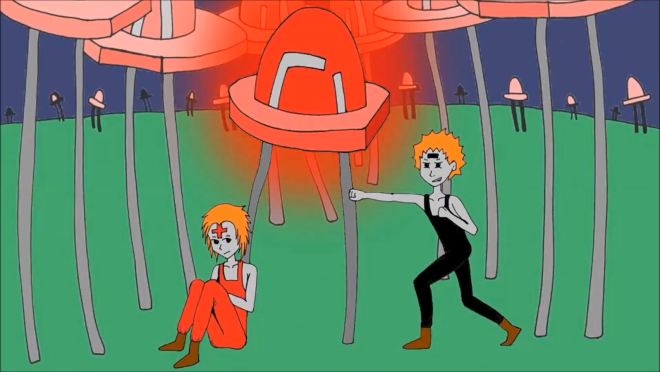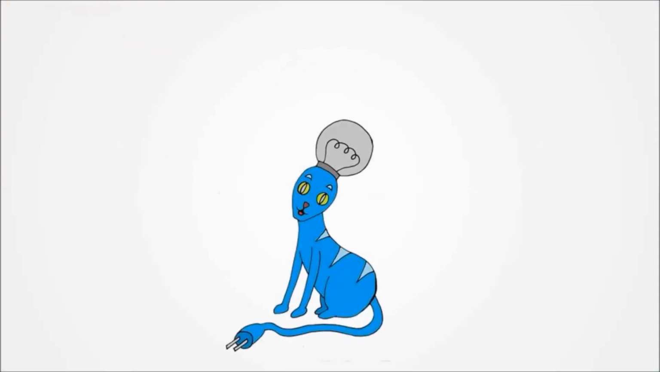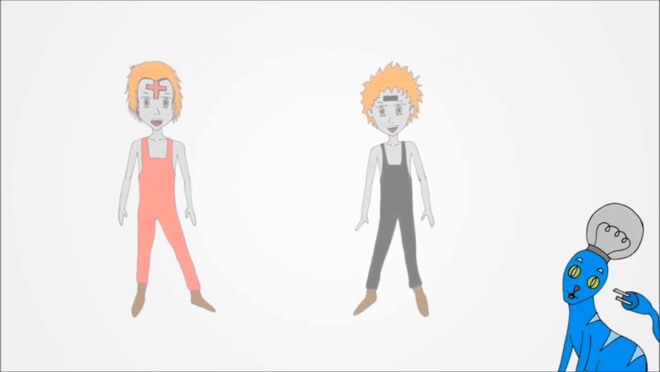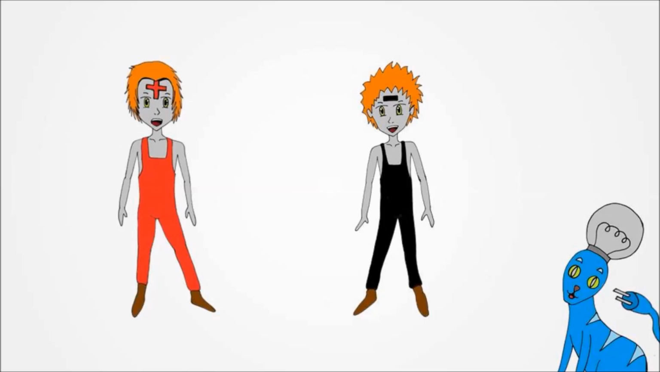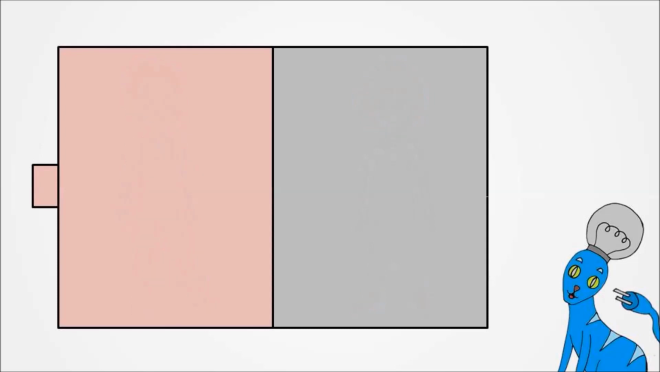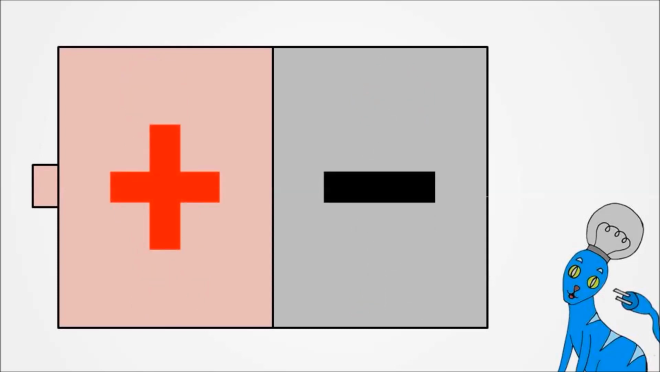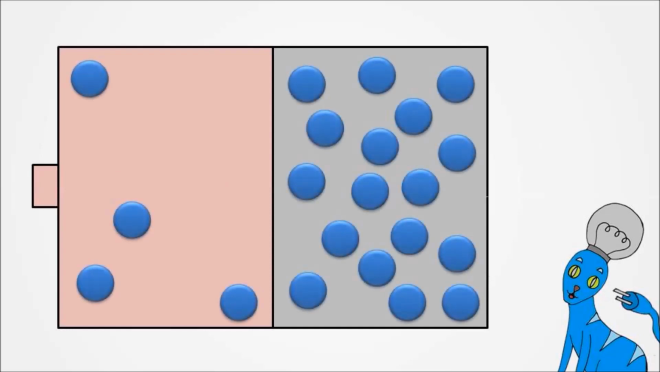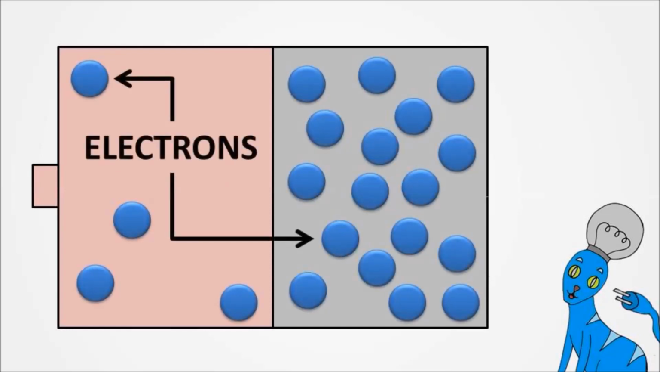Before I continue the story, do you know how electricity works? The Battery Brothers are like a living battery. One is the positive half and the other one is the negative one. Batteries give the power our devices need to work. And then we're gonna talk about electrons.